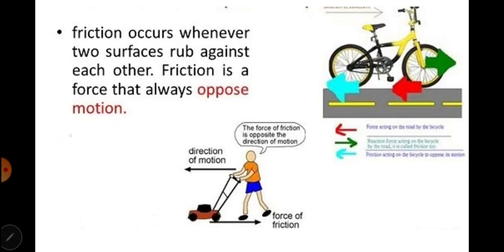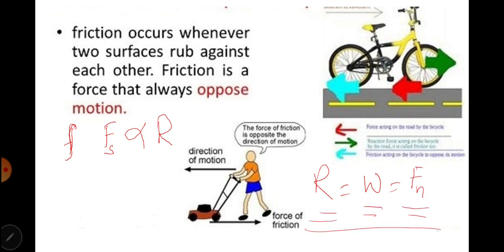Force of friction is represented by small f, but in your book it is represented by capital F, and a subscript is written with it, which represents the type of friction. Force of friction is directly proportional to the normal reaction. Normal reaction means weight of the body, also represented by Fn. All these three representations are used for normal reaction. Fs is equal to mu into R. So here we have written Fs, so it will be mu s.